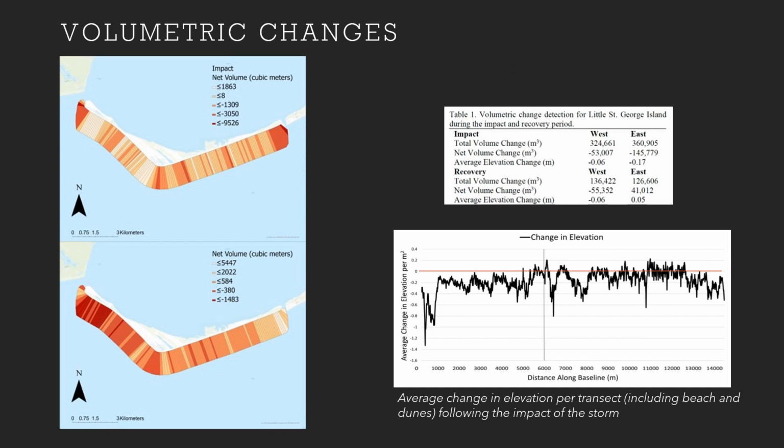These are just some example results from the volumetric change analysis. So I have two maps there. On the top, you can see the net volumetric change from the impact period. So that was the impact of Hurricane Michael. And then also looking at the recovery period, you can see that below there. So it shows you the net volume in cubic meters.